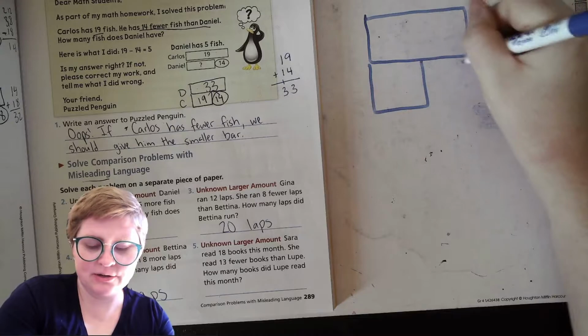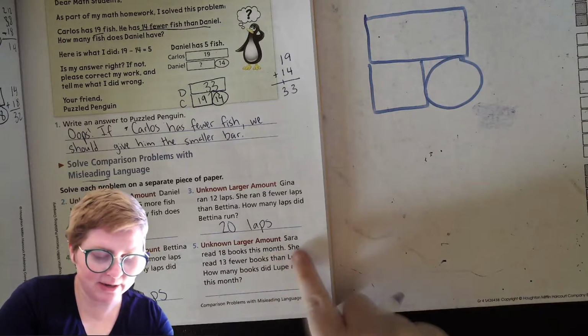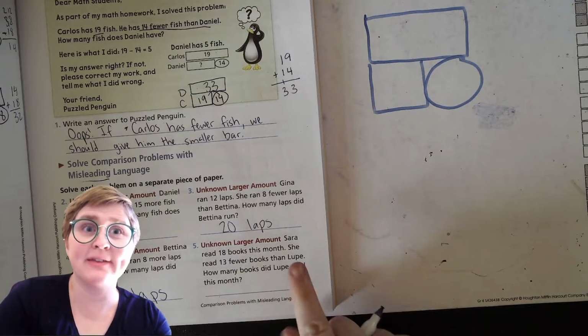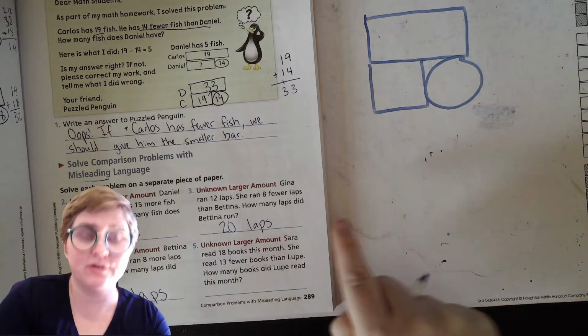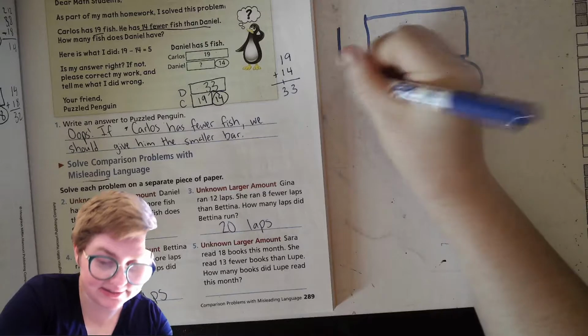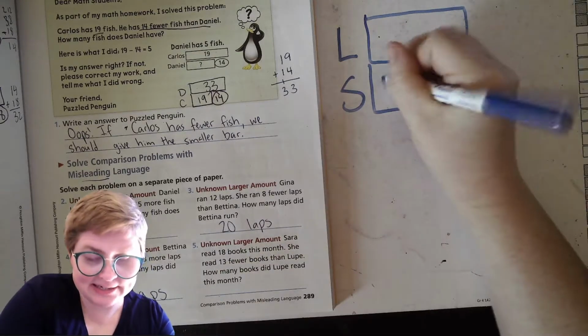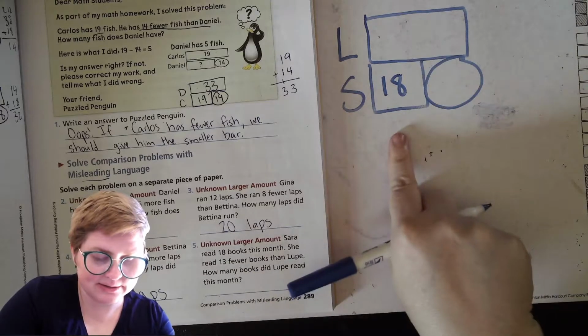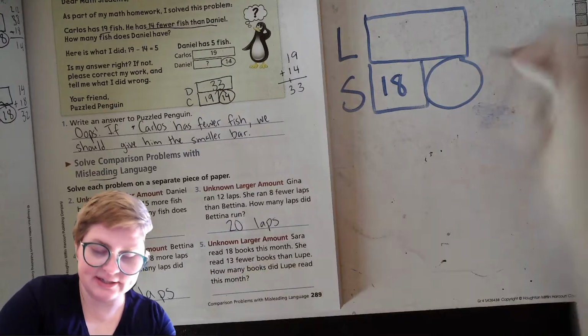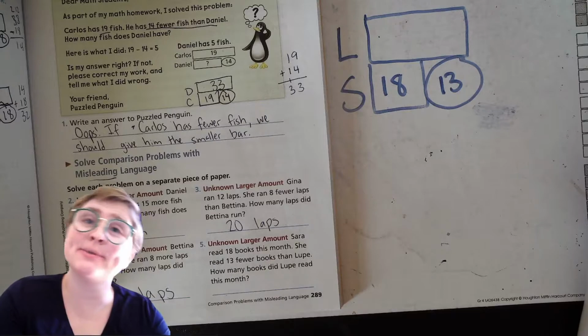Thinking about it, who gets the big bar? If Sarah read fewer than Lupe, that means Lupe read more than her, which means Lupe gets the big bar, Sarah gets the little bar. We know what Sarah's amount is. It's the 18. That's what goes in the box. The difference is 13. That's what goes in the bubble.